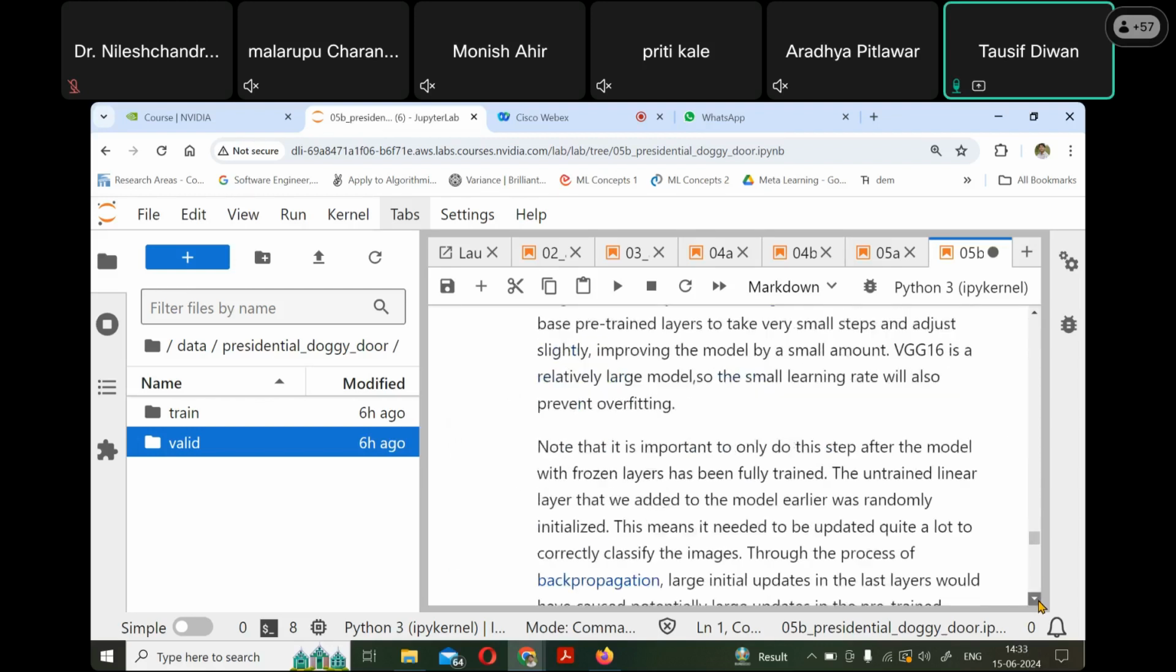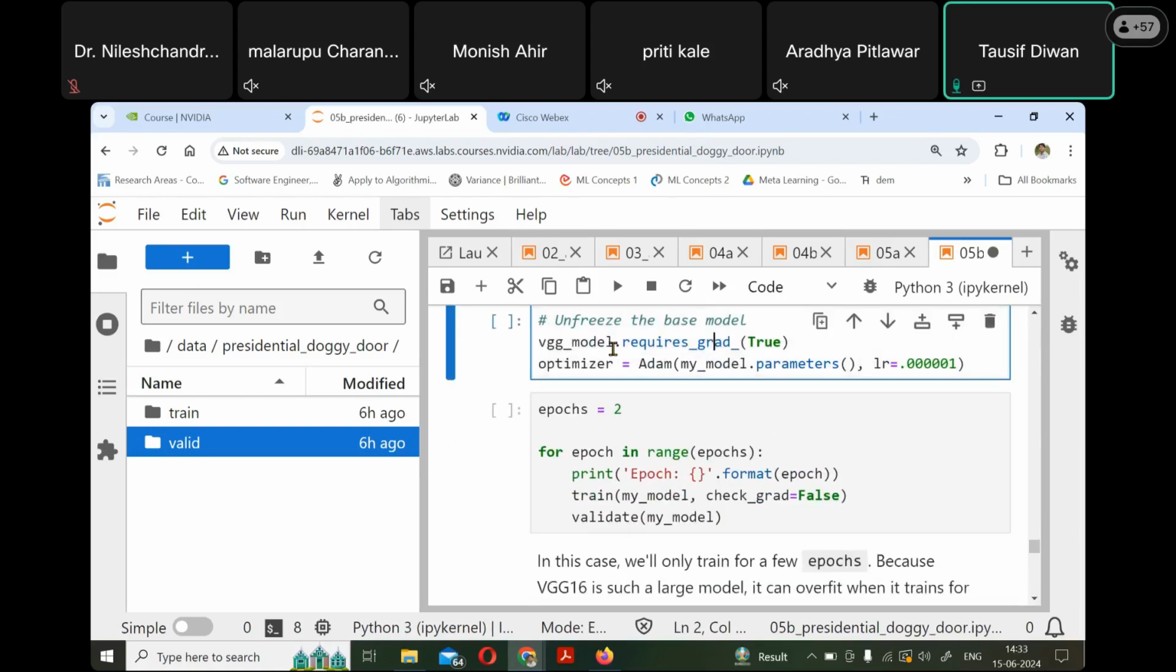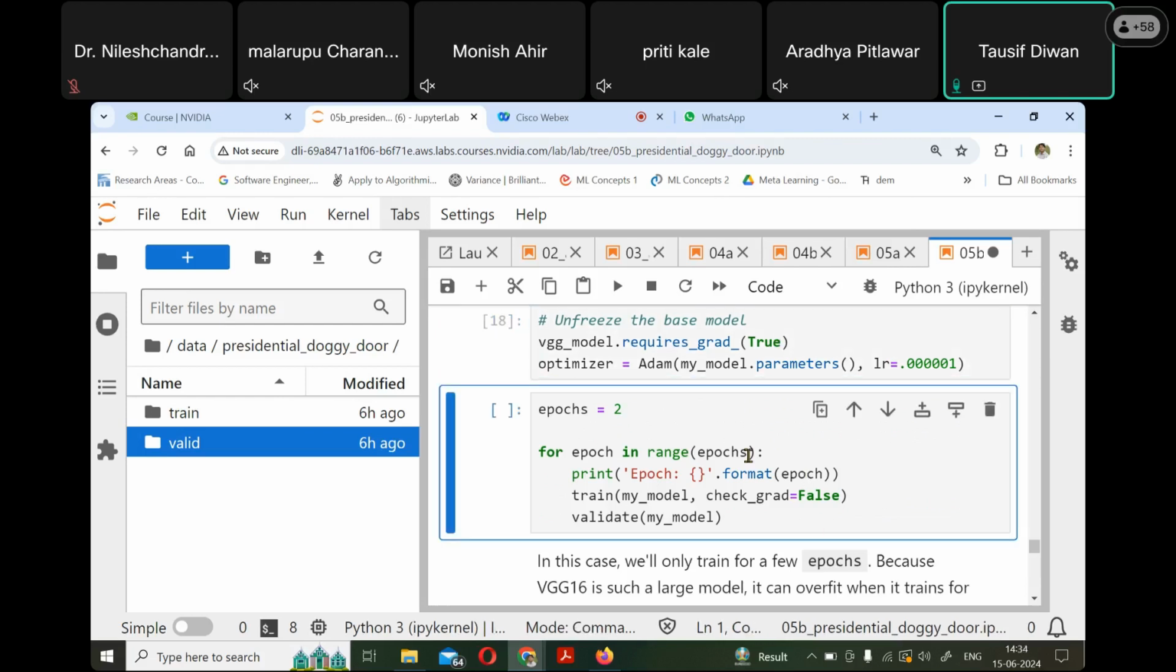Now we will see how we can fine tune the model. When we write VGG 16 dot requires_grad is equal to true, it means that the parameters of those layers of VGG 16 can also be updated. So we are unfreezing the base model. Now once again, for 2 epochs we will train the model.